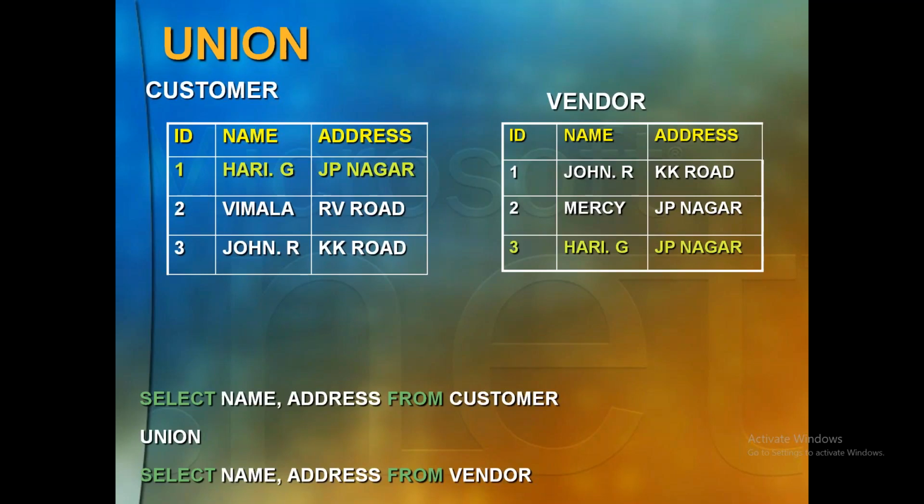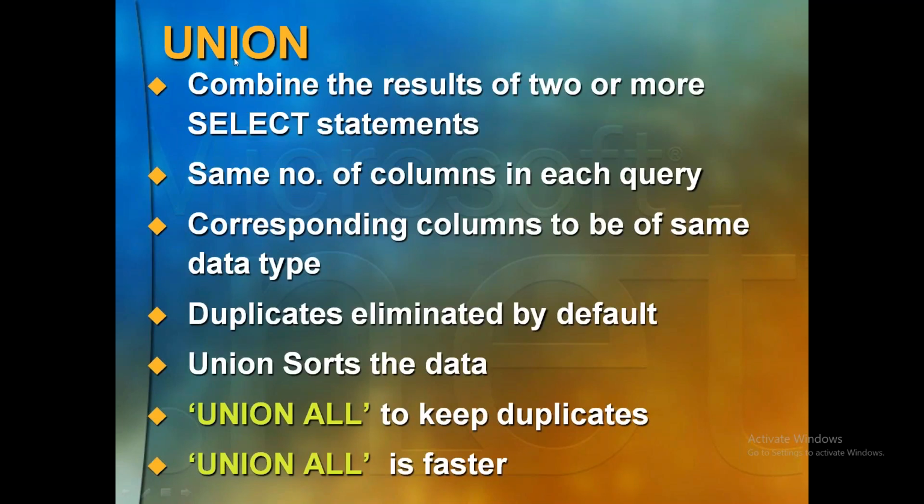Clear? So union is something different than the join. Join will always get matching data. You see, here there is no matching. Whether it is a 1 or a 10 or a 20, 30, it may be 1, 2, 3, doesn't matter. You should be able to unionize the data with the help of the union keyword. Clear?